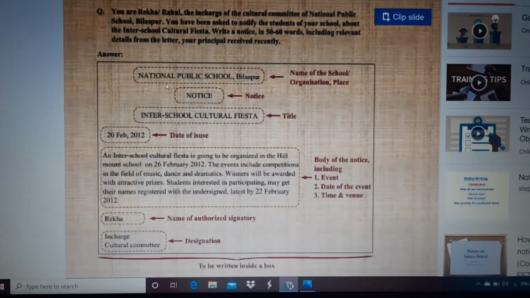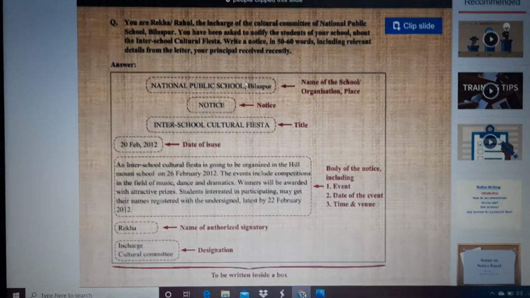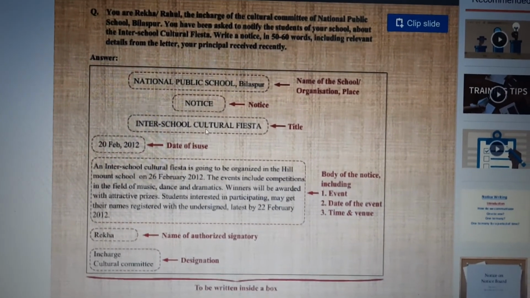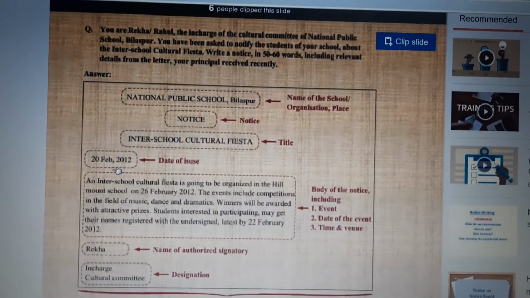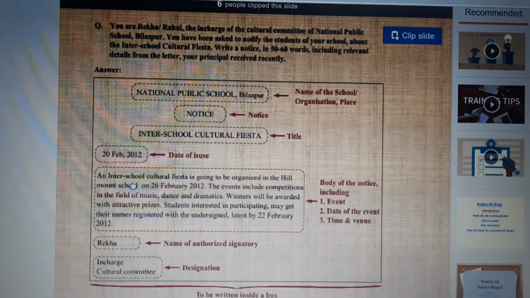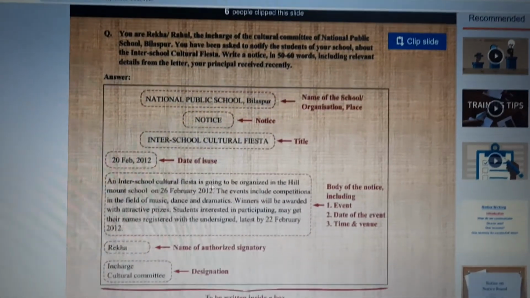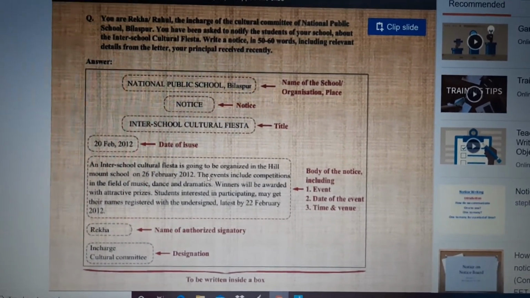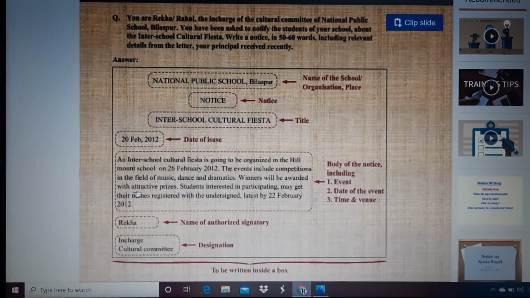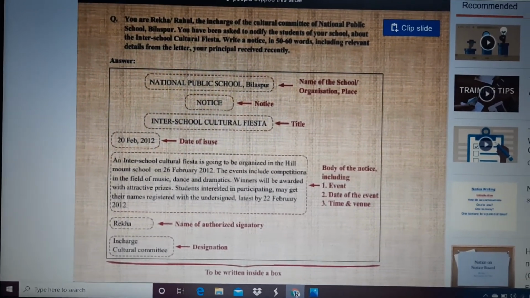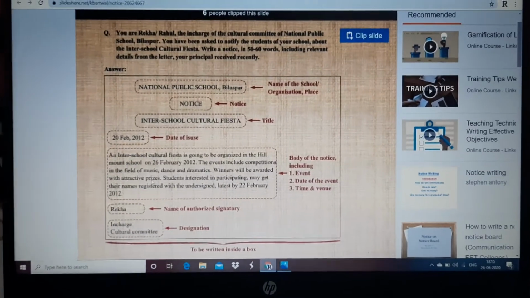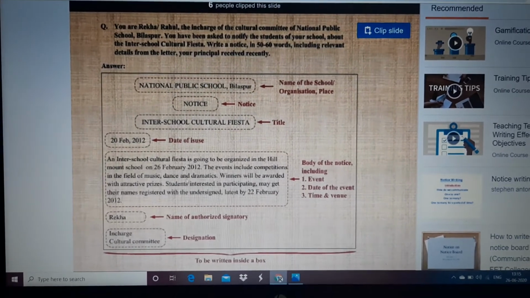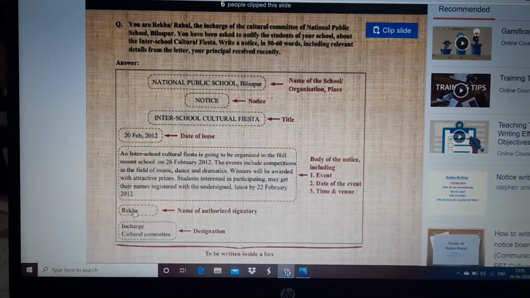So here, as usual, you have the name of the organization, the National Public School, Bilaspur, followed by the word notice, and the heading or the subject, that is Inter-School Cultural Fiesta. And the date is 20th February, that's the date of issue. And the contents: an inter-school cultural fiesta is going to be organized in the Hill Mount School on 26th February 2012. The events include competitions in the field of music, dance and dramatics. Winners will be awarded with attractive prizes. Students interested in participating may get their names registered with the undersigned latest by 22nd February 2012.